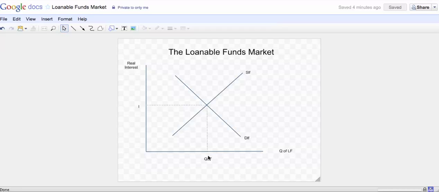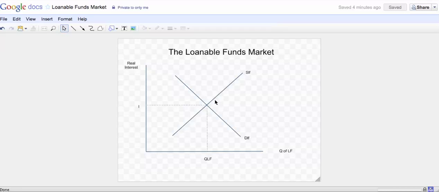Now in the loanable funds market, demand can shift, supply can shift. It all depends on what the government is doing with its fiscal policy. For example, let's say you have a government that is operating a deficit. Where do they get their money to operate in a deficit? Well, they have to borrow it. The place they borrow it is the same place the rest of us do.